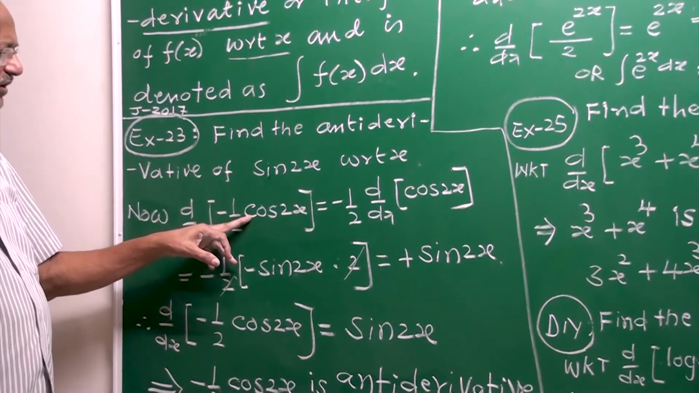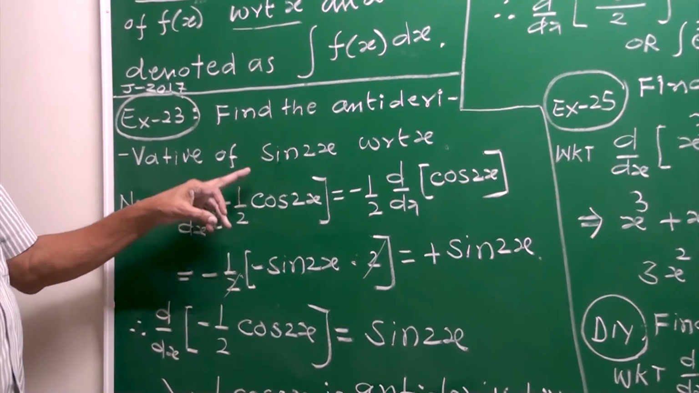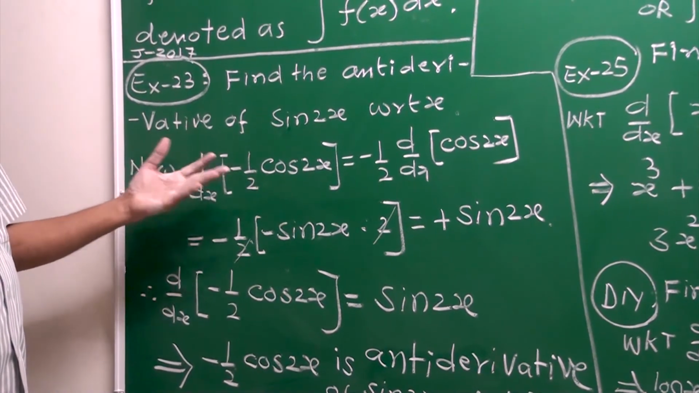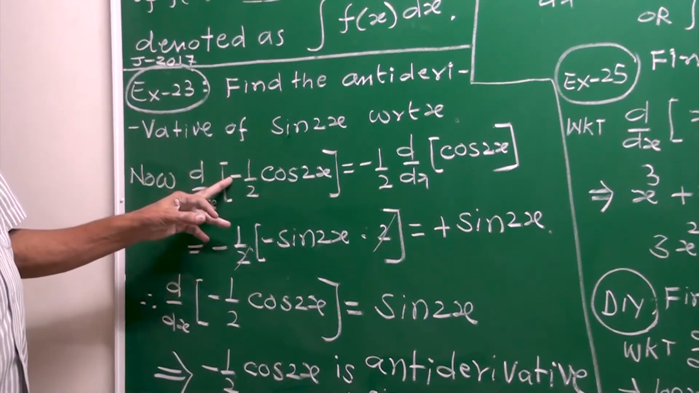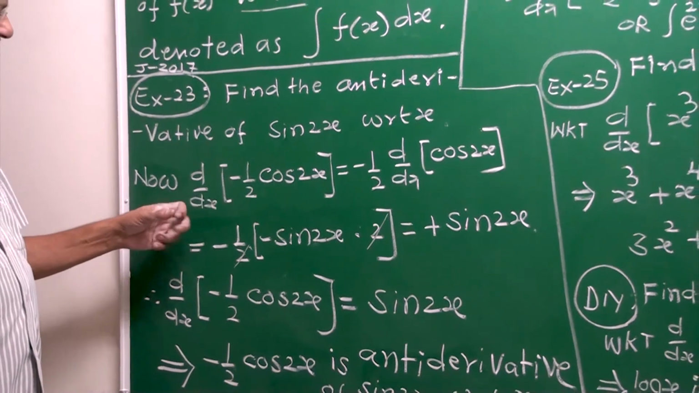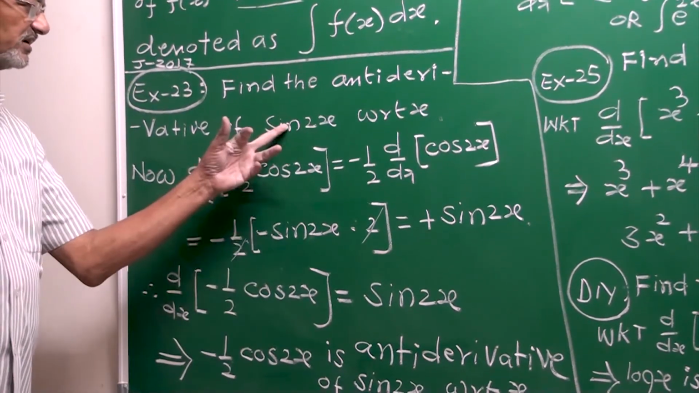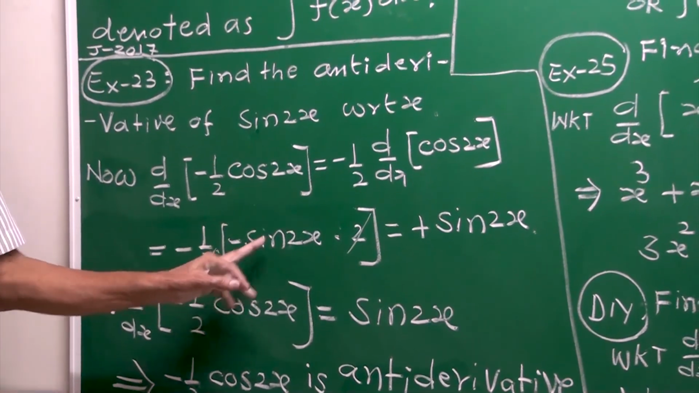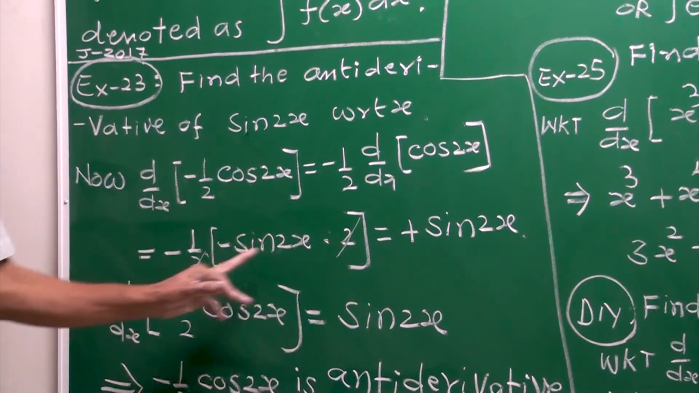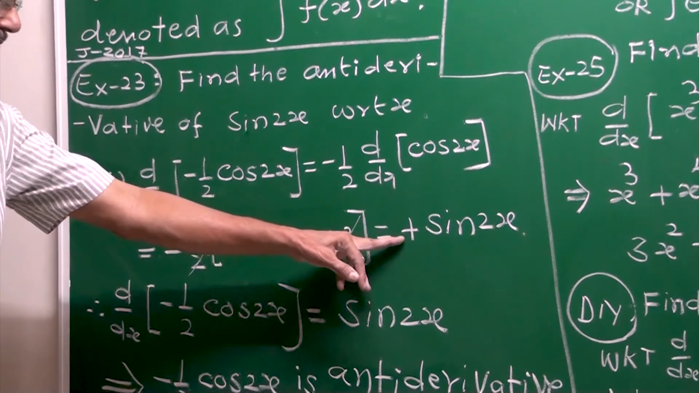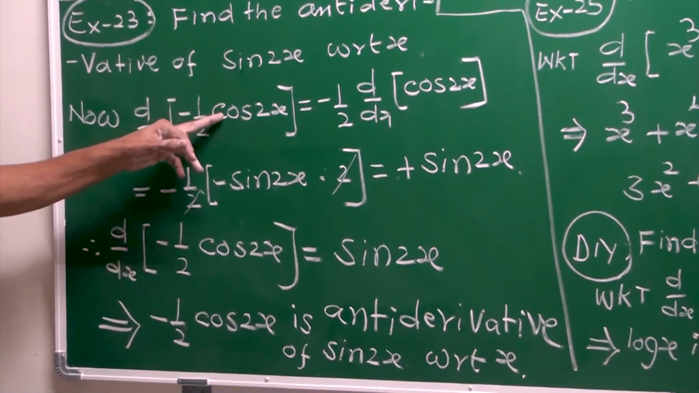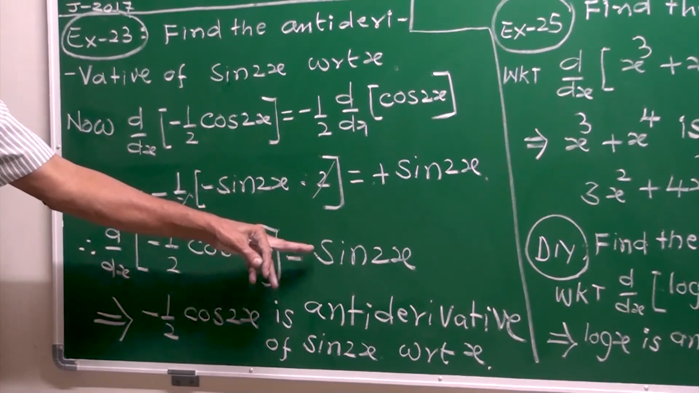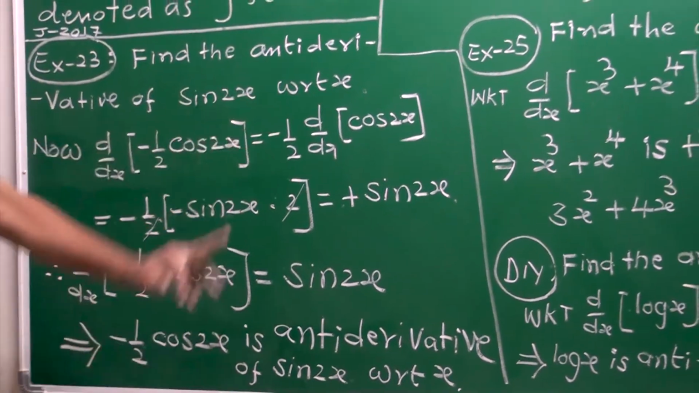minus 1 by 2 into cos 2x. Means its integral. What is the integral of sine 2x? Minus cos 2x upon 2. That you know. Start with this: d by dx of this is minus half into derivative of cos 2x. Derivative of cos is minus sine 2x into 2. The 2 cancels, and minus with minus is plus. So d by dx of this is sine 2x. Reverse it. This bracket is the antiderivative of RHS with respect to x.